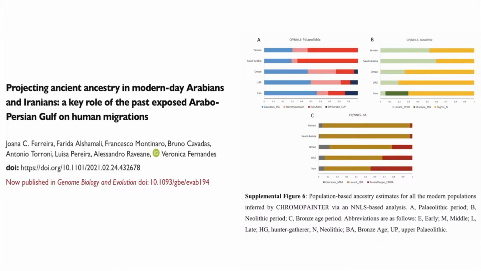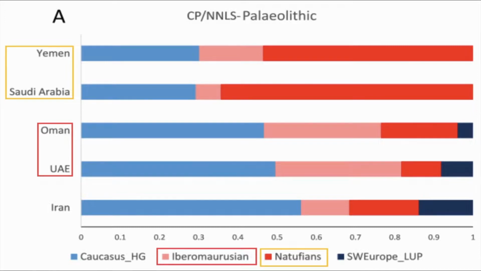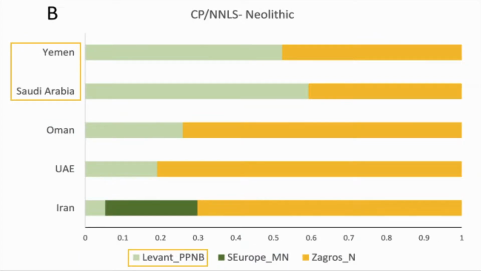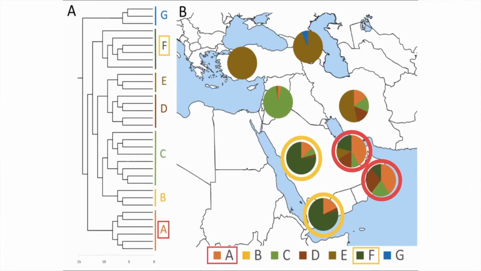And so now I'm going to show you the amount. When it comes to Oman and the United Arab Emirates, they have a decent amount of Ibero-Maurusian DNA. And when it comes to Yemen and Saudi Arabia, they have Levant PPNB DNA. And so now I'm going to show you a map when it comes to it.